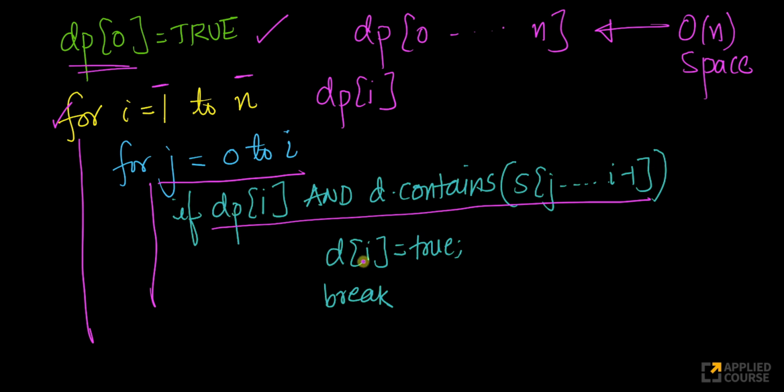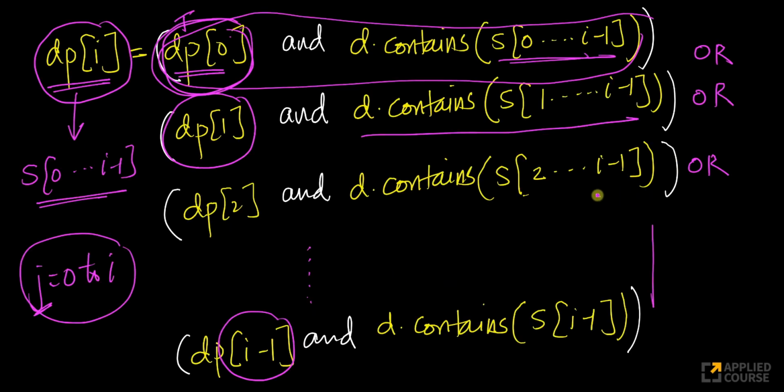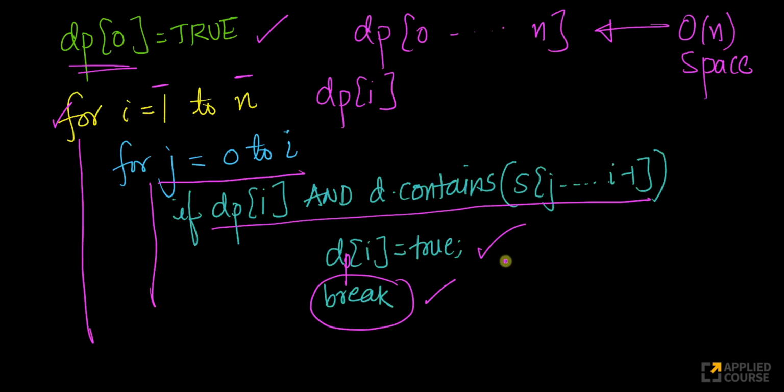If this is true, then DP[i] equals true. Let me call it DP[i] equals true. And I break. Why am I breaking here? Very importantly, because if I know that this is true, let's assume this is true, this whole line is true. Then what is the point in computing the rest of them? I don't need to compute it. Right? So the space complexity here is order of n.